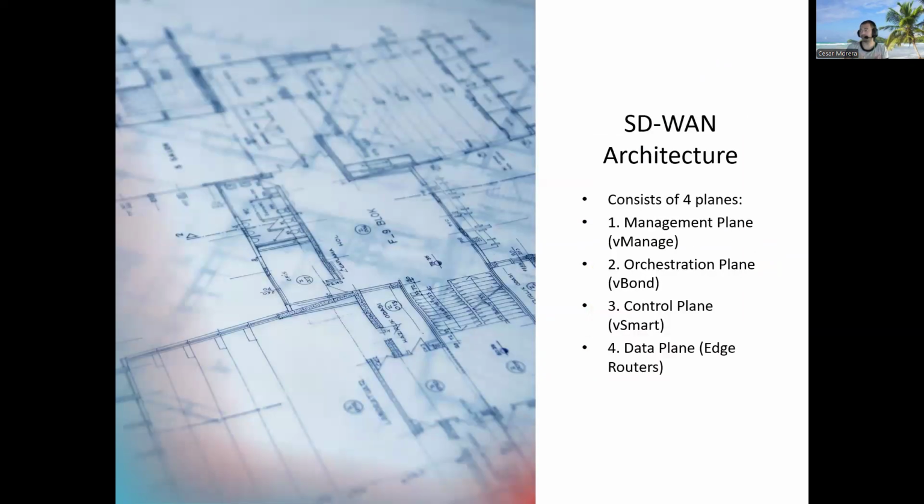SD-WAN architecture. When we're talking about SD-WAN architecture, it consists of 4 planes. The management plane, known as the vManage. The vBond is the orchestration plane. The control plane is the vSmart, and the data plane is the edge routers. Those are some of the components or some of the planes related to SD-WAN architecture.